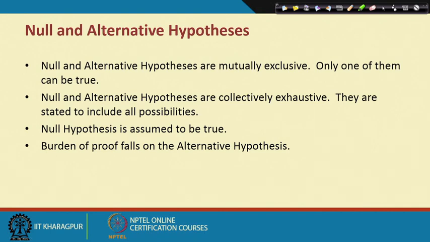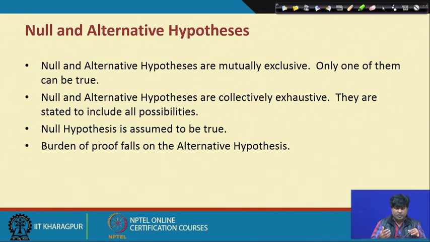Null hypothesis and alternative hypothesis are usually mutually exclusive. That means only one of them can be true at a particular point of time. In the case of null and alternatives, they are collectively exhaustive. That means they are stated to include all possibilities. Another feature is that the null hypothesis is assumed to be true. However, the burden of proof actually falls on the alternative hypothesis.